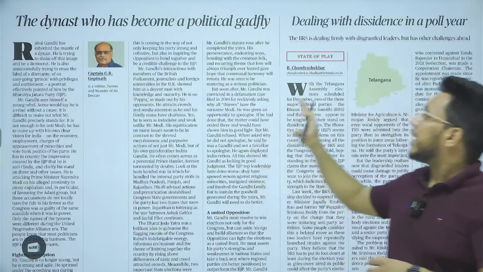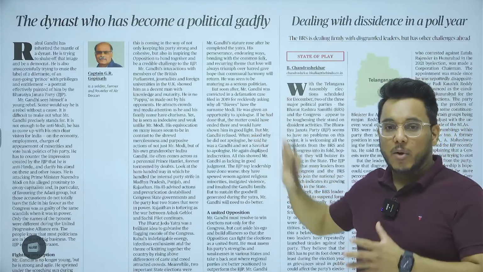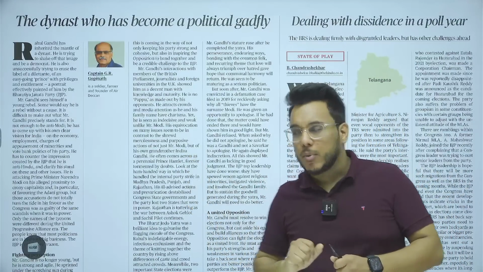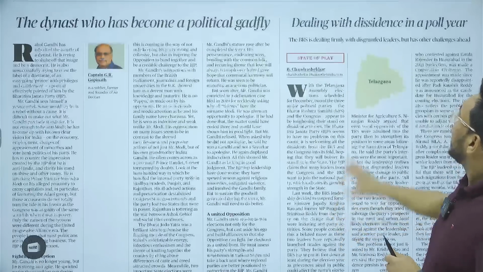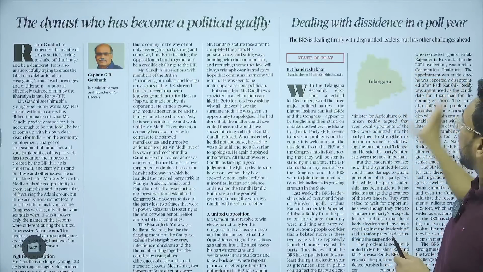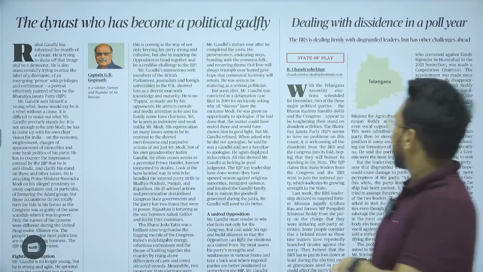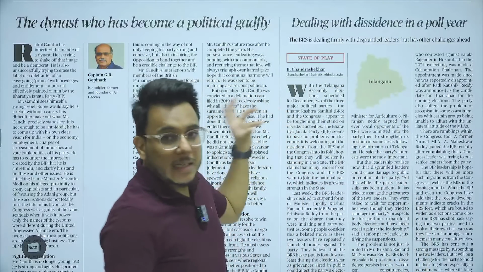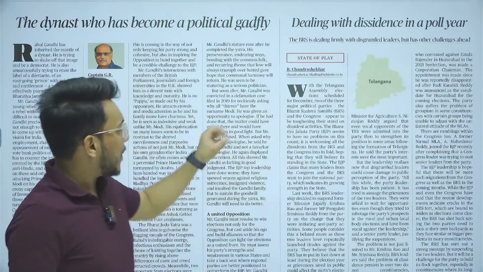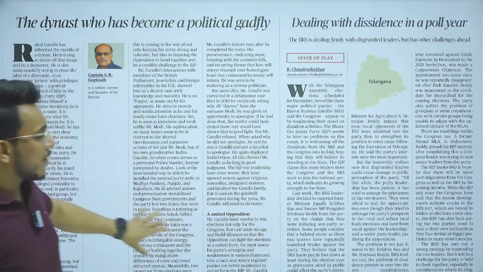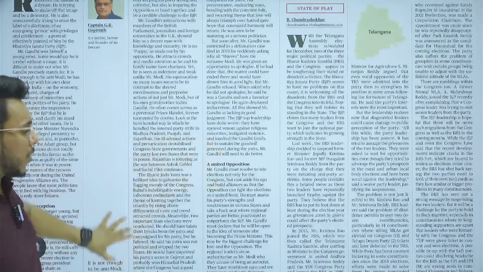Then further moving on, the article on the dynast who has become a political gadfly is talking about Rahul Gandhi, how Rahul Gandhi is trying to take on the government and the prime minister. That particular thing has been provided here. Then further moving on, dealing with dissidents in a poll year. The article is talking about the political stakes in the state of Telangana, BRS and all such things. Not an important article for your examination.